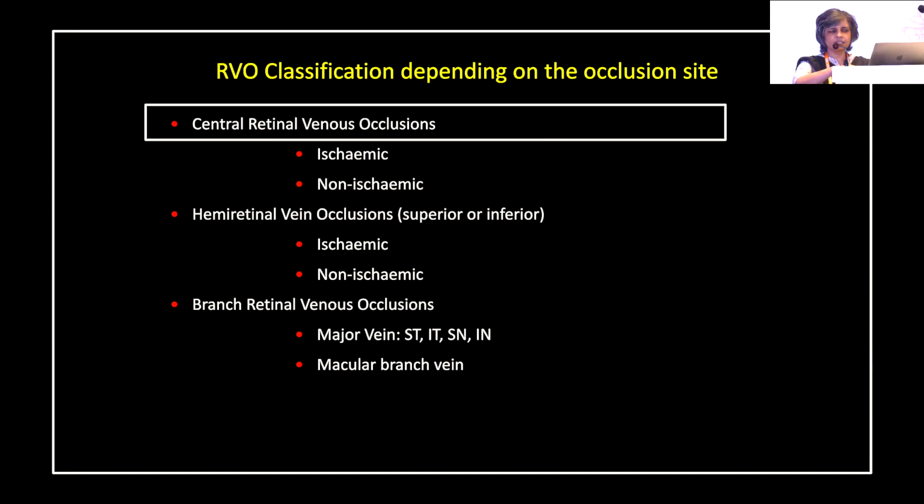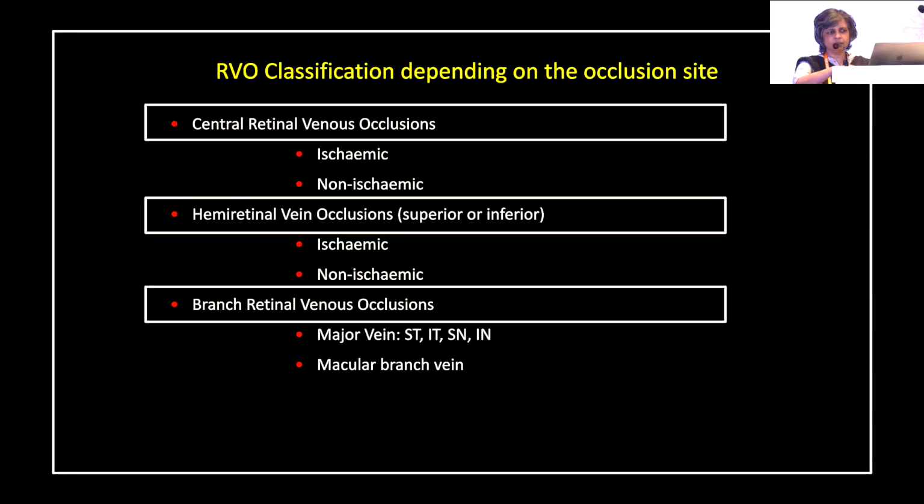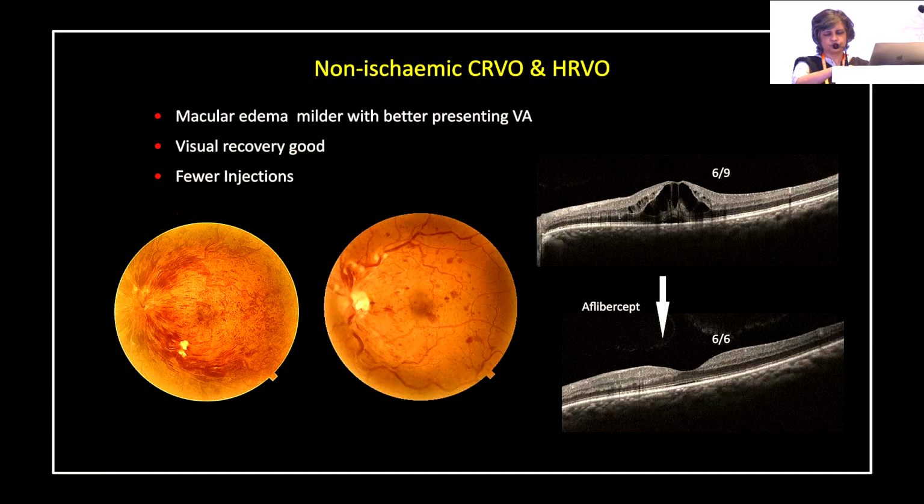When we see a case of retinal vein occlusion, it can be classified based on its location: central, hemiretinal, which is either superior or inferior, and branch retinal vein occlusion. The CRVO and HRVO can be ischemic or non-ischemic. Because of the large extent of involvement, these lead to serious ischemic complications. Branch vein occlusion can be a major vein or a macular branch vein occlusion.